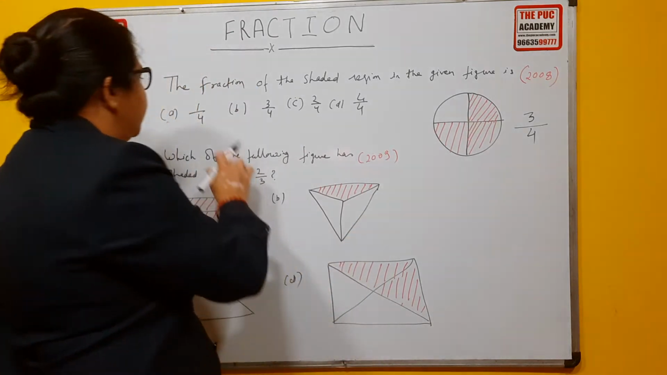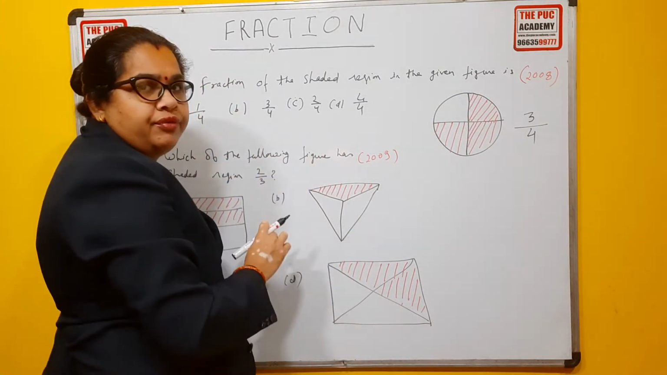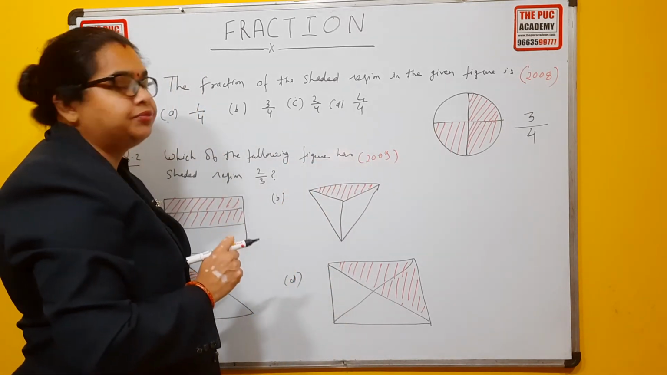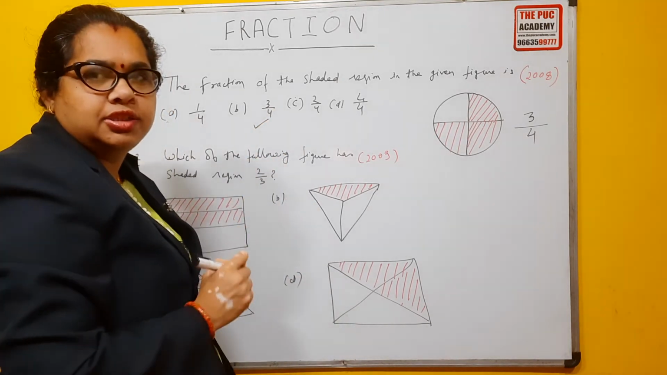Now see the options here. A is 1 by 4, B is 3 by 4, C is 2 by 4 and D is 4 by 4. So which is the correct answer, children? Option number B. Yes. So this is the correct answer, children.